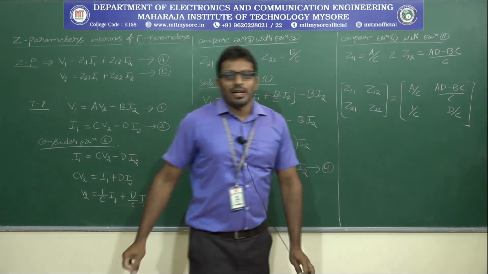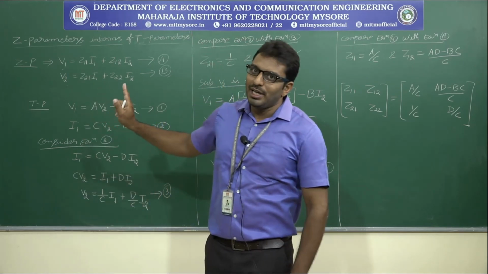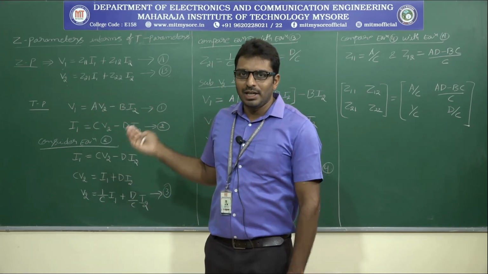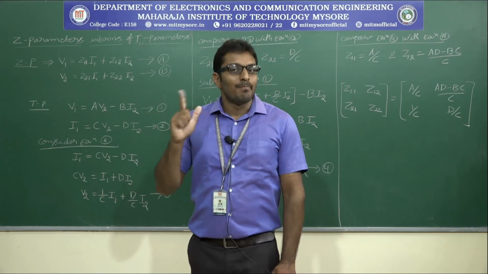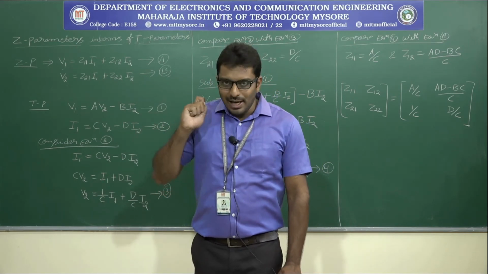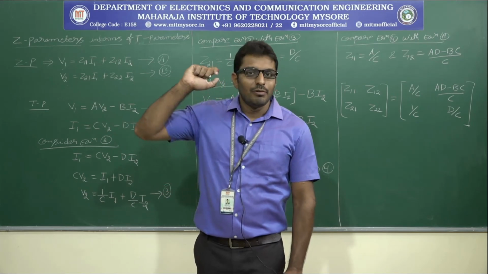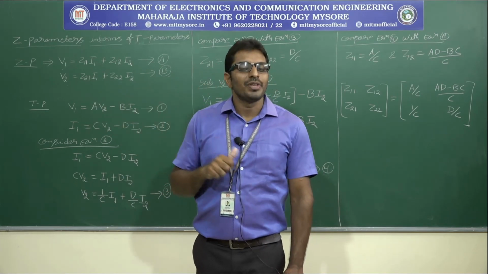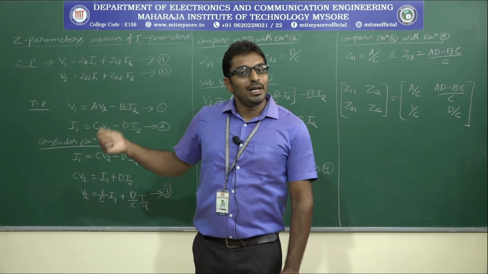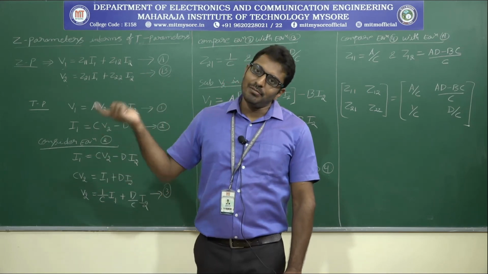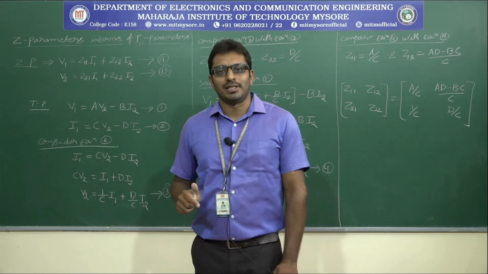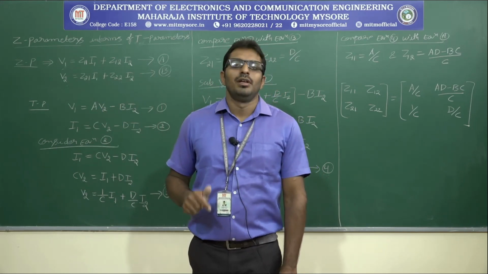This is how we can express Z parameters in terms of other parameters. First we discussed Z parameters in terms of Y by applying Cramer's rule. Same thing we are going to do with Y in terms of Z also. Then we discussed Z parameters in terms of H, then Z parameters in terms of ABCD parameters. Is it clear? Thank you.